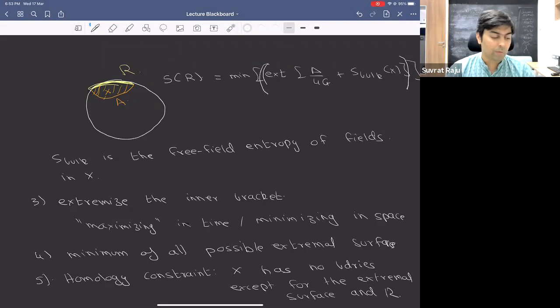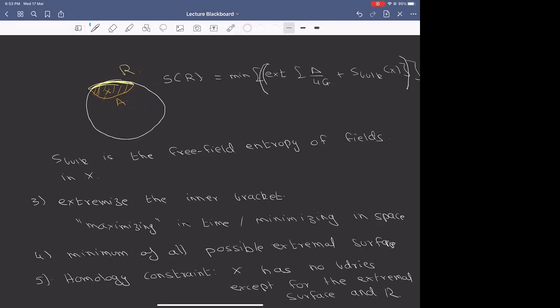Okay, I'm going to make a few more comments about this formula, but are there any questions about what the prescription is? I assume that many of you have seen this before, and this might be just a review for many, but if there are any questions about what the prescription is, we can take them now.